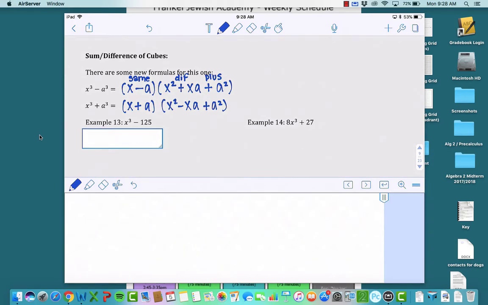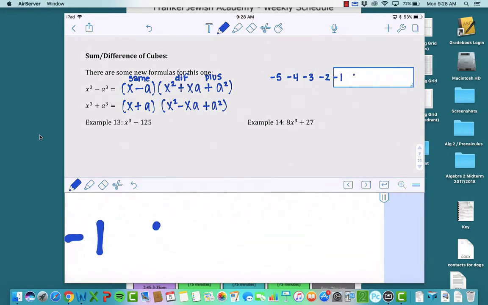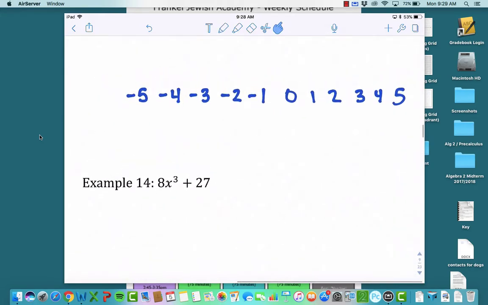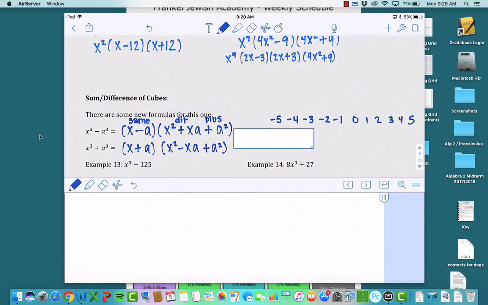I notice that I have an x and 125. Well, what's the cubed root of 125? That's something that I might not know. So for this unit, I am going to expect you to know negative 5 through 5 cubed. Negative 5, negative 4, negative 3, negative 2, negative 1, 0, and then 1, 2, 3, 4, 5. So if I expect you to know all of these cubed, what are they? You can plug them into your calculator if you'd like, but I'm also just going to go down the row. Negative 5 cubed is negative 125.